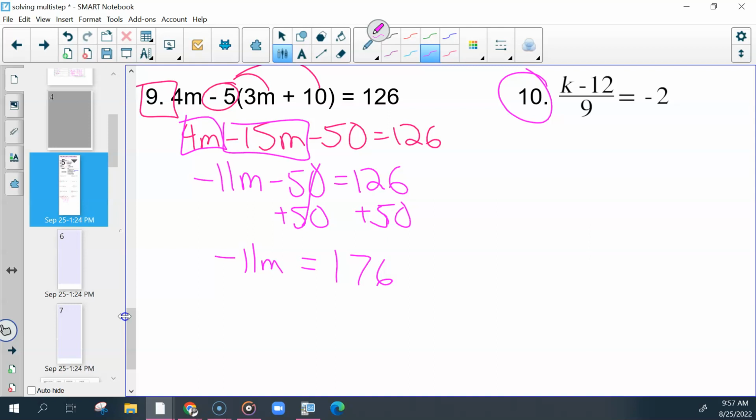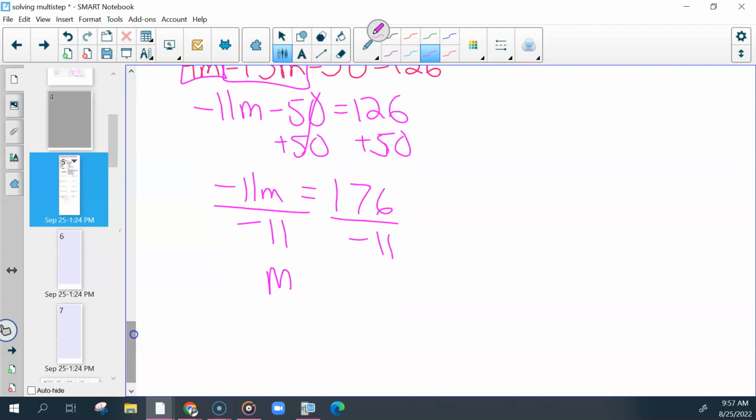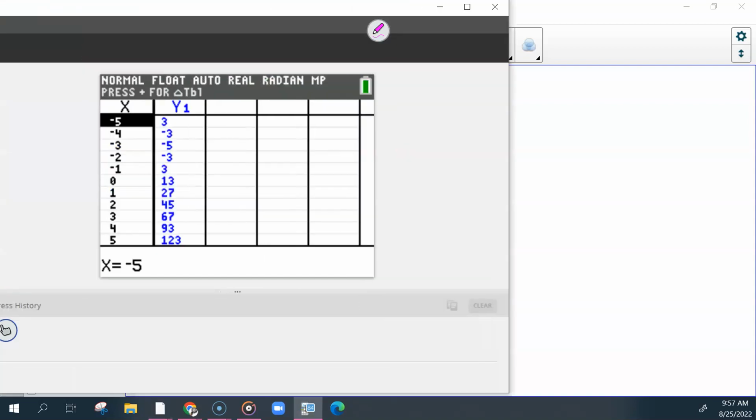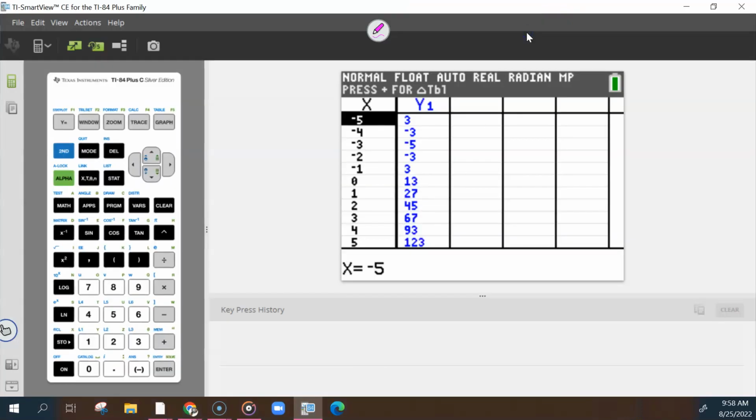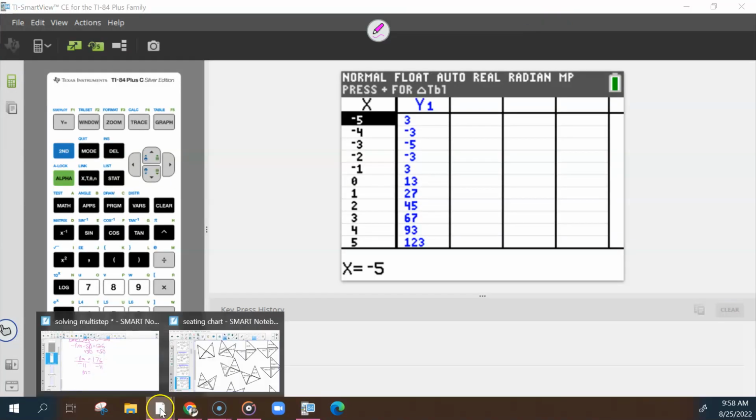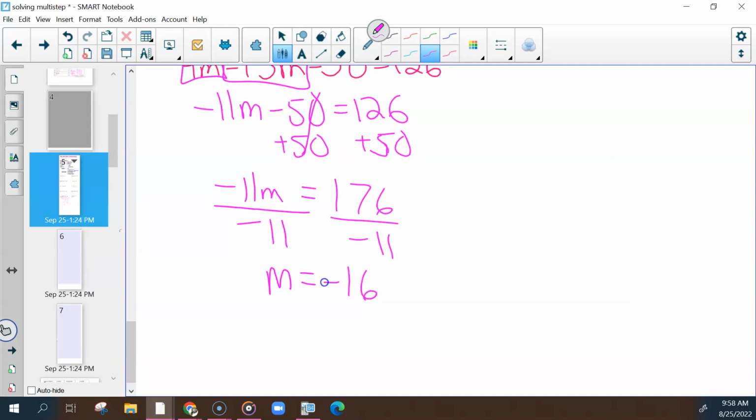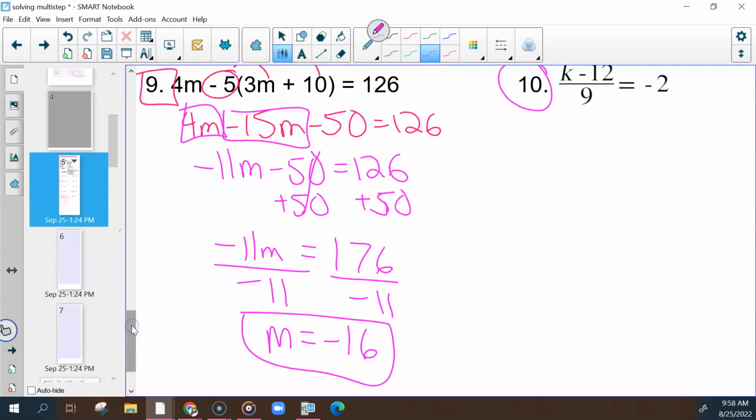And then to get m by itself, what would be our last step? Divide by negative 11, yep. So m would equal what? I believe that is correct. We all get negative 16? So if I wanted to double check, I could put negative 16 back into each of my m's, and if this side equaled 126, I would know that that is the correct answer.